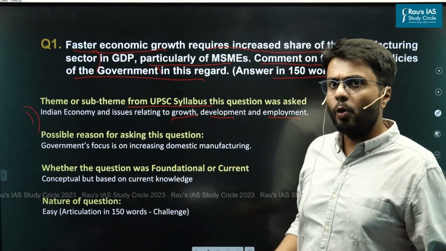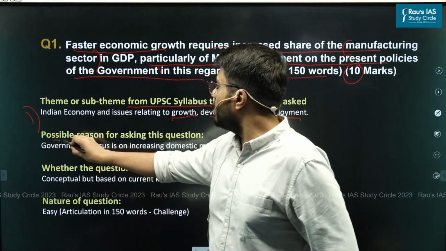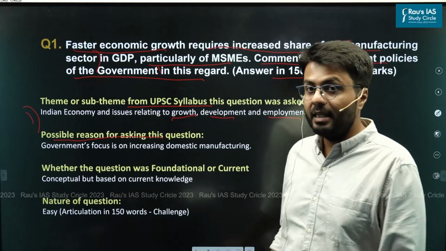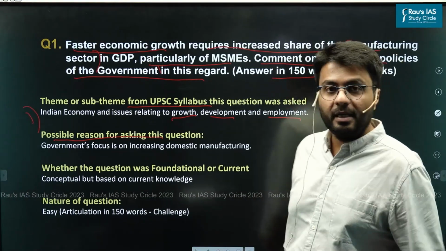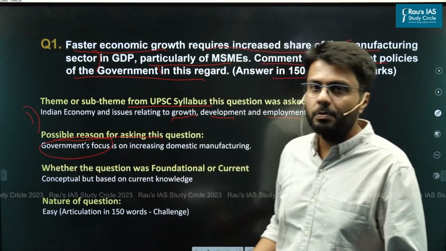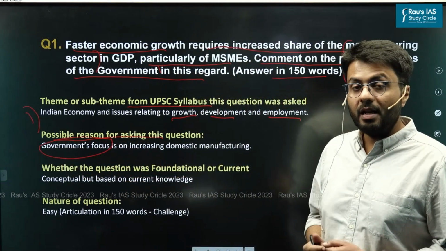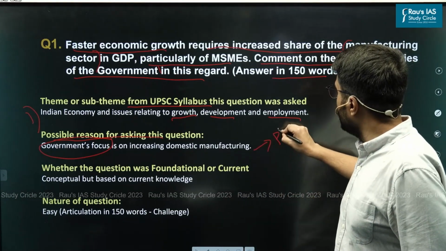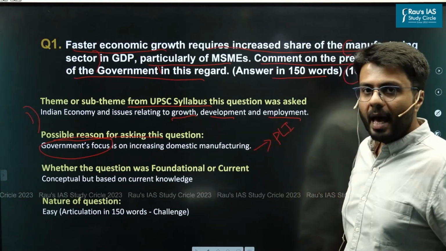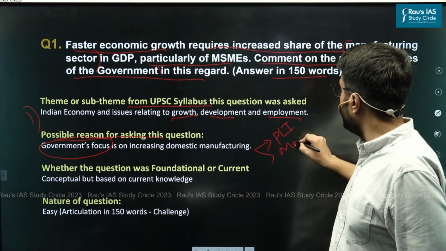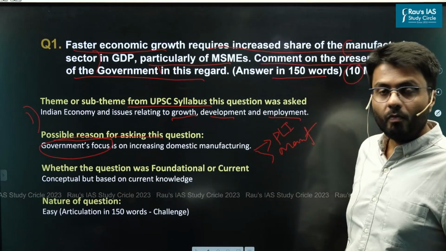Further, you will ask what is the possible reason for the UPSC to ask this question. And it is because the manufacturing sector in particular has been the government's focus for many years. And in the last 1 year in particular, you will find many news articles related to the PLI scheme as well as different incentives for furthering the manufacturing sector in India.